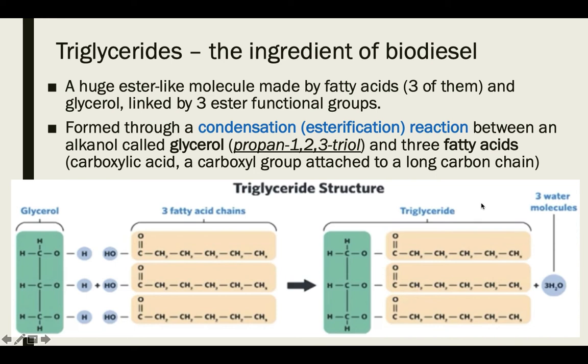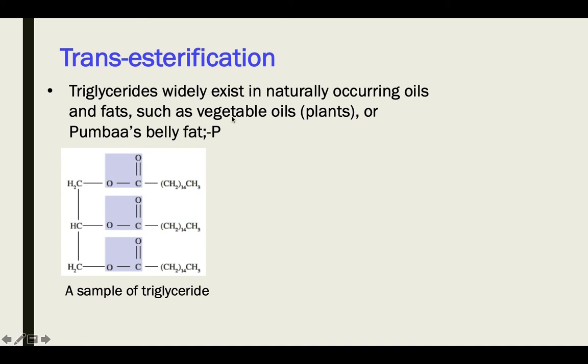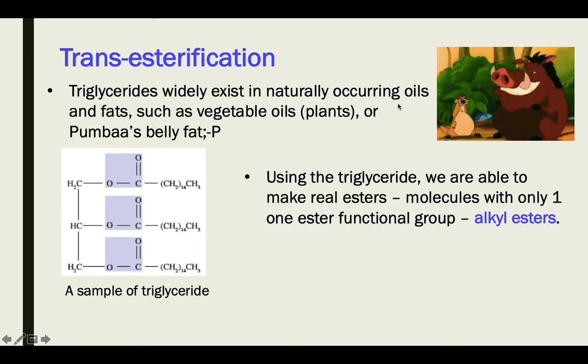And if you look at this triglyceride, you can still see this used to be the glycerol, and it's linked with 3 fatty acids. Now, transesterification. This triglyceride widely exists in nature, normally in plant oils or in animals' belly fat, or basically any fat. Okay, so using this triglyceride, we are able to make real esters.